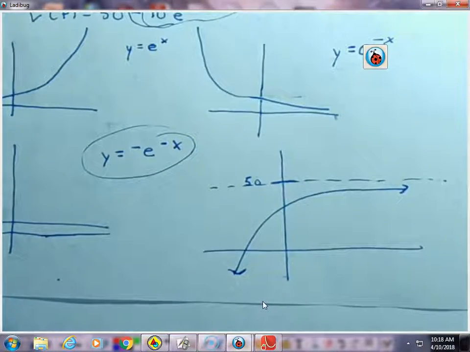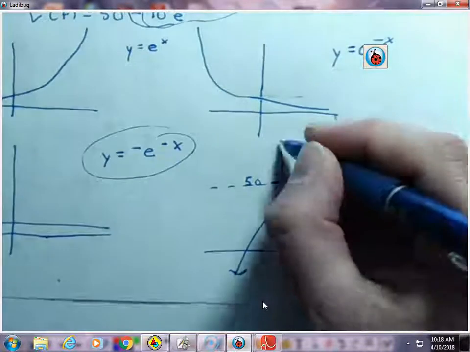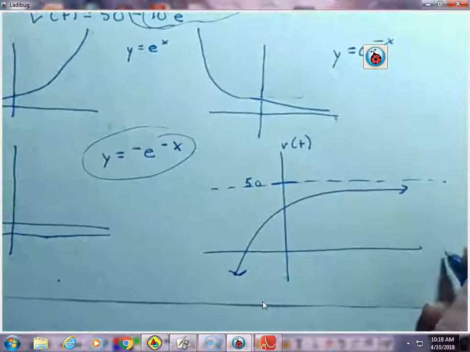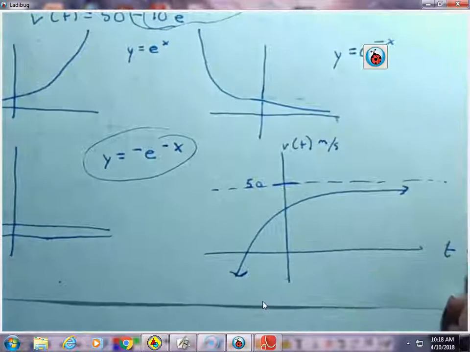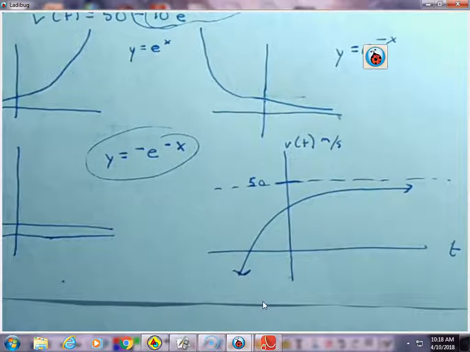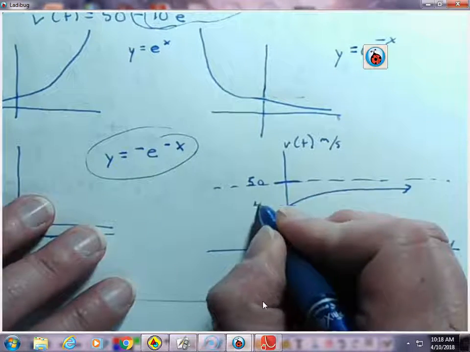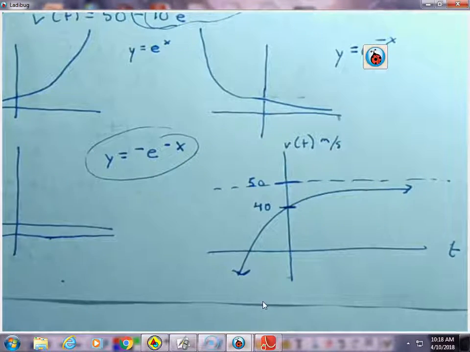Now, I do know something else about this. So this is v of t, this is t. Velocity is in meters per second, time is in seconds. We did figure out what the velocity was at 0. What was it? 40. So this is 40. And that's my sketch. It's a pretty good sketch for not having a calculator.